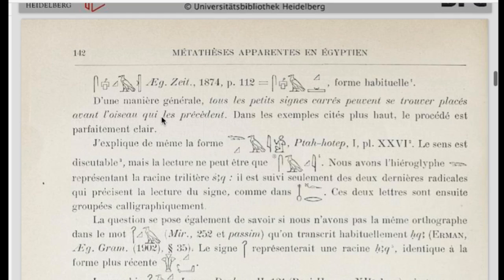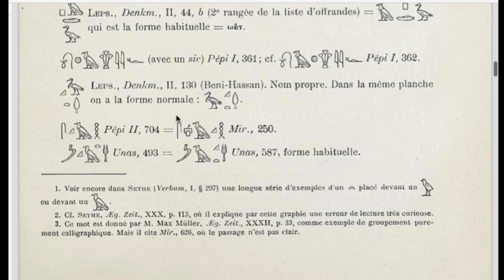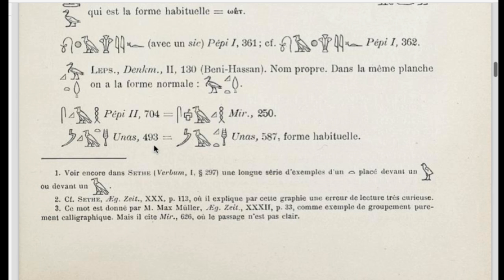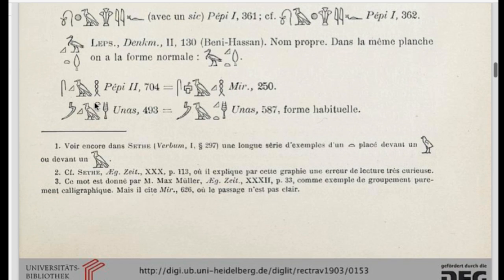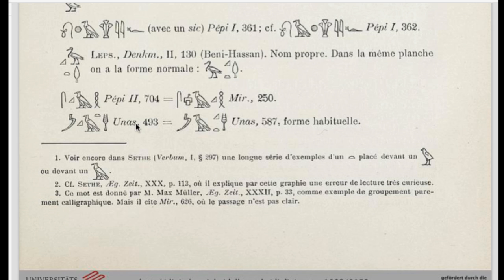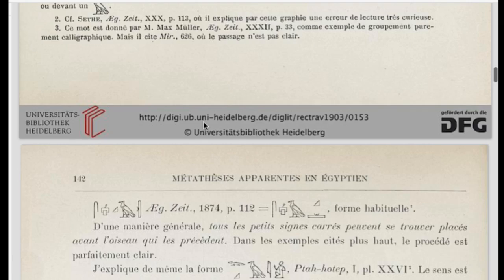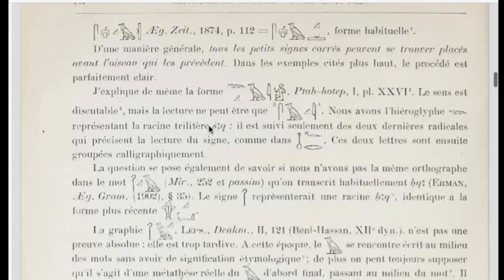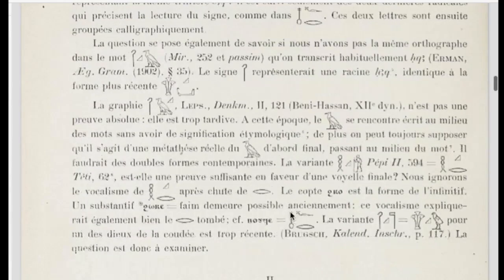And so what he says here is that in a general way, all the small square signs can be placed before the bird that precedes them. In the example cited above, the process is perfectly clear. So he shows all these examples, and he says that these are clear. All right. Notice how the bread loaf is behind the bird here, but the hill is in front. And here the habitual or the usual form is this way. Both of those small signs are behind the bird. So it's not just about feminine plural. And so he goes on and on. He shows all these examples.